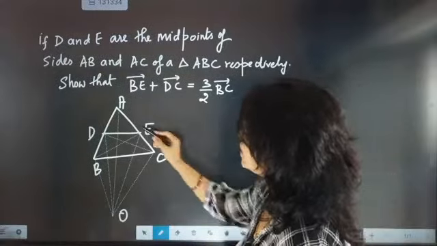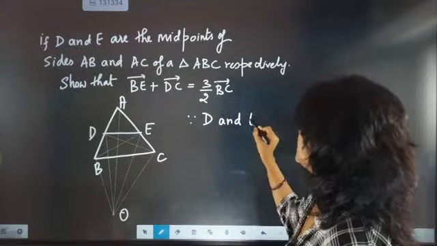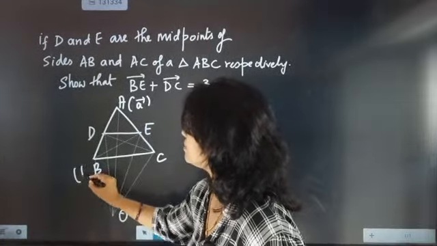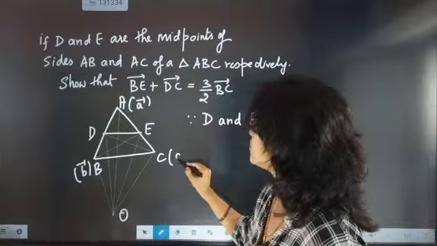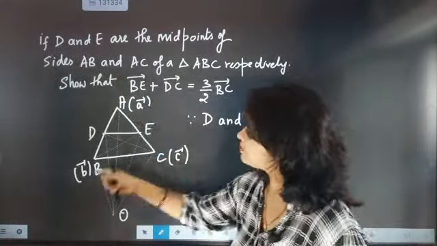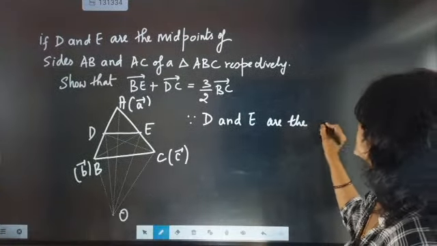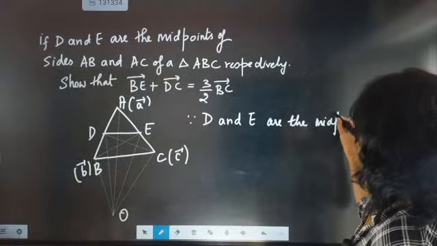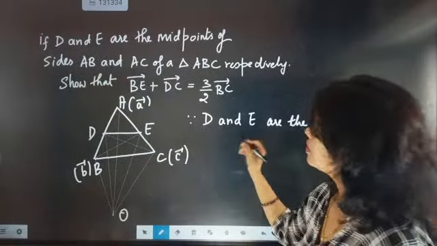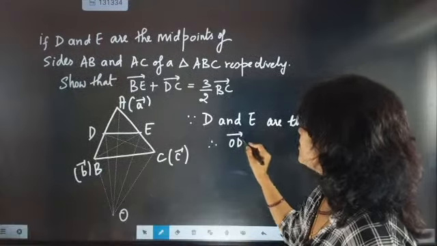So now D and E. We are going to take this one as A vector, this one will become B vector and this one will become C vector, beta. So now after taking these as A vector, B vector and C vector, D and E are the midpoints. So what will be D?